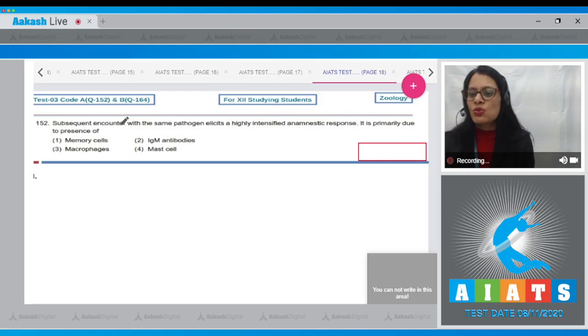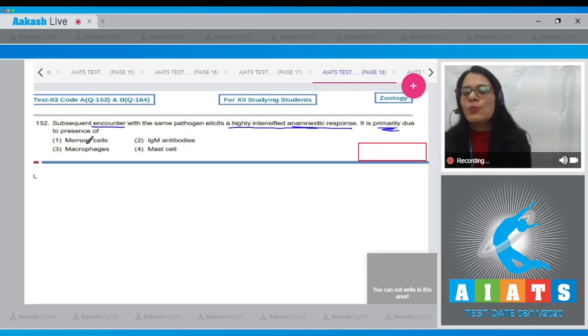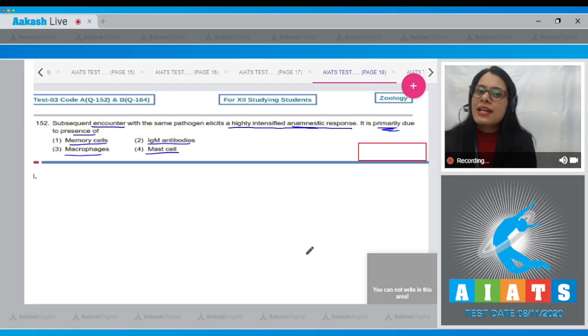Question number 152. Subsequent encounter with the same pathogen elicits a highly intensified anamnestic response. It is primarily due to presence of, and options given are memory cells, IgM antibodies, macrophages, mast cell. And the correct answer to this question is option number 1, memory cells. Memory cells for sensitized B lymphocytes and T lymphocytes are formed during primary immune response.